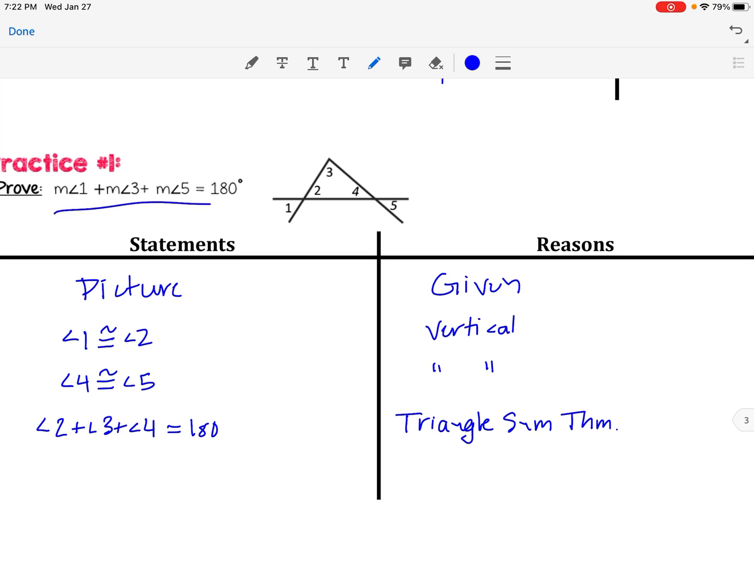Okay, and this is, again, focus on what is the statement I am trying to prove. So I want the measure of angle 1, 3, and 5. Now I have a couple different equations, so hopefully I can do a little bit of substitution here. In the equation that has 2, 3, and 4 equal to 180, my 2 I can replace with a 1, and the 4 I can replace with a 5, and let's see what that gives us. So this becomes angle 1 plus angle 3 plus angle 5 equals 180, and that was from substitution.